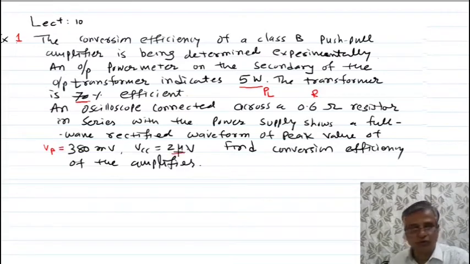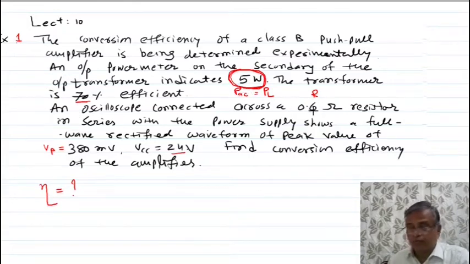VCC is 24 volt and they are asking you to find the conversion efficiency of the amplifier. So they are doing an experiment. In the experiment this is the result, or you can say the power meter reading, which is connected across the secondary, means across RL. So that is called PL, or PAC, the output power.